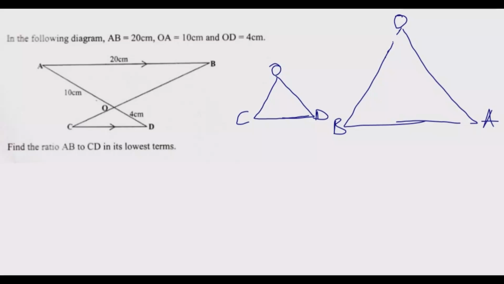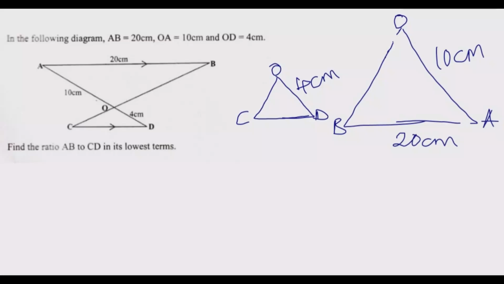Now we can see that we have drawn triangles that are similar, and that means the ratio is the same in these triangles. So what we can do now is put in the measurements. We know that OD is equal to 4 centimeters, so we write 4 centimeters on OD and 10 centimeters on OA. Then we can see that AB is equal to 20 centimeters. Now we have translated that information and we have dismantled the triangles. Now what is left for us is to write the ratio.